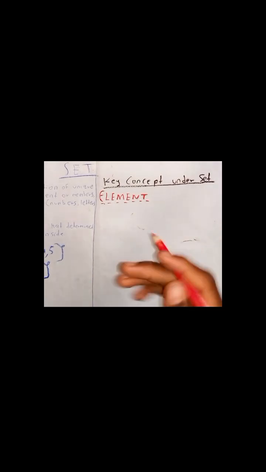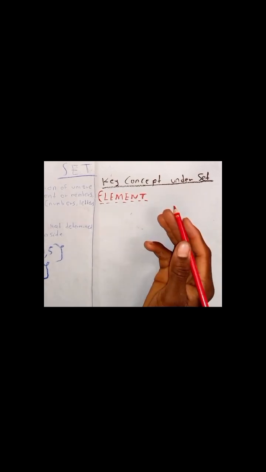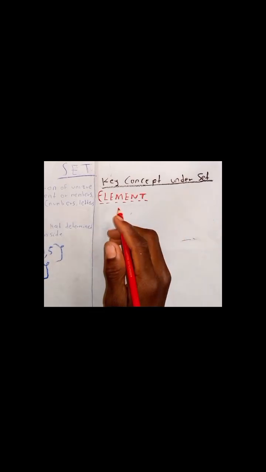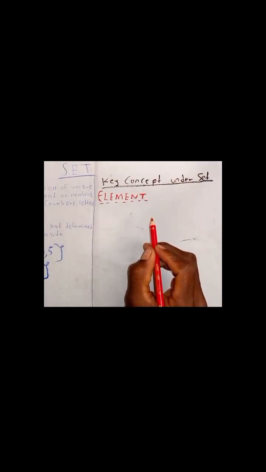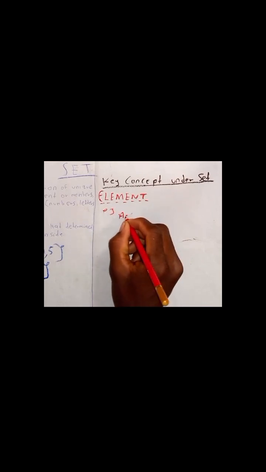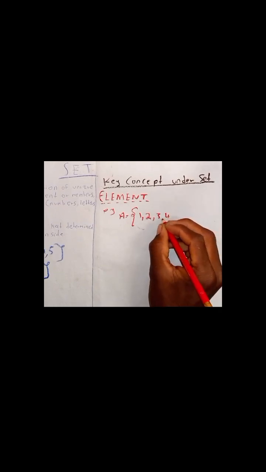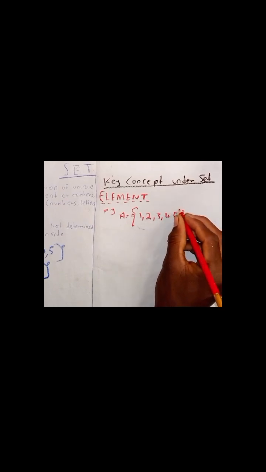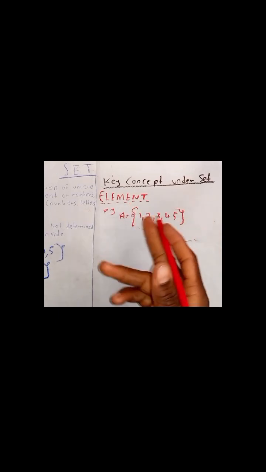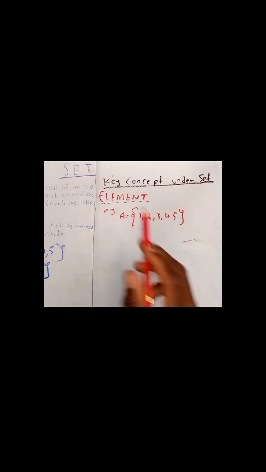Okay, let's see some key concepts under sets. Let's begin with element. What is an element? An element is an object that belongs to a set. Let's take example set A: we have 1, 2, 3, 4, and 5. These are called the elements. The objects inside set A are called elements. All the numbers from 1 to 5 are the elements of this set.